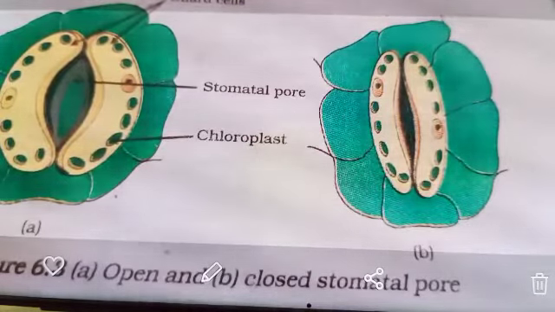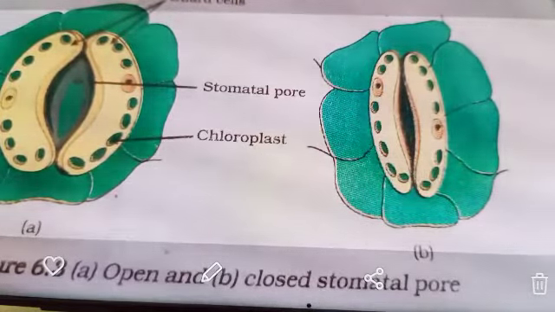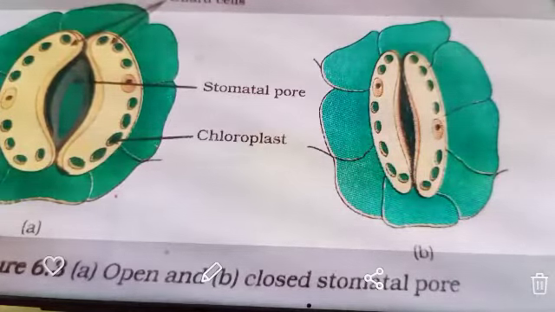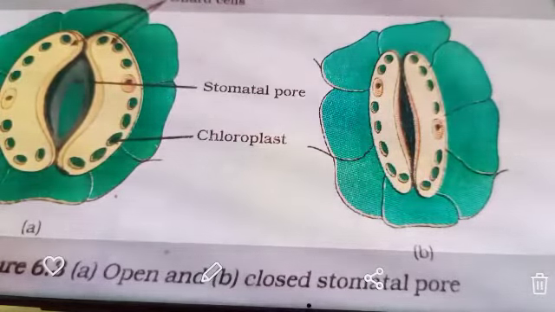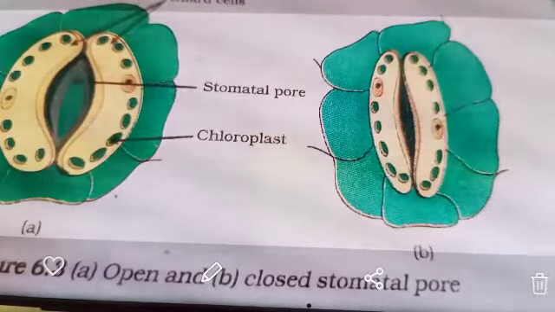Now, why is this actually needed? Here only the photosynthesis will occur. This is the kitchen of the plant, that is, the leaf. Here in the stomatal opening, it will take in the carbon dioxide which is needed.